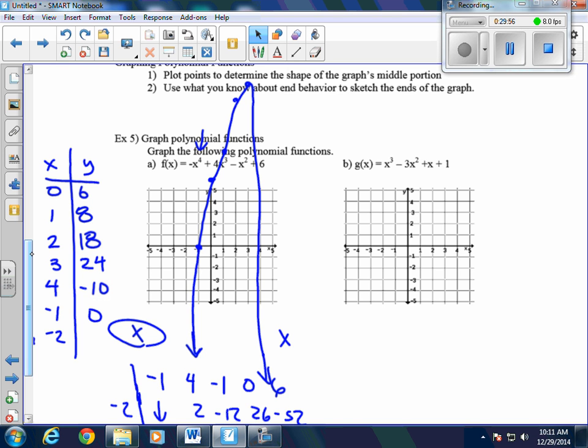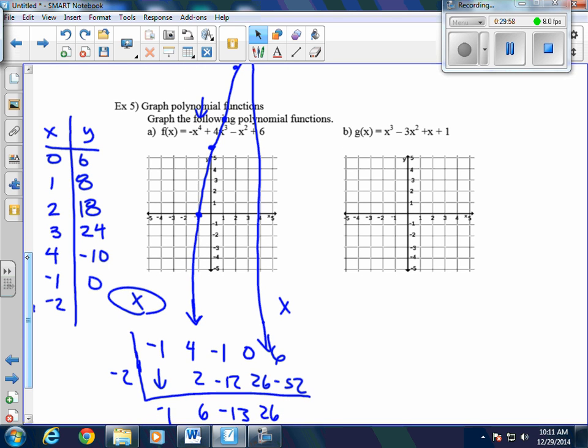So let's look at example B. In B, we're going to do the same type of thing here. We're going to find the end behaviors. Now, notice this one is an odd number. So odd means we're going to have one up and one down. So then you look at the leading coefficient. It's positive, so it means it's going to go up to the right. So my end behaviors are going to be here and here. So that's what my graph's going to look like in this case.